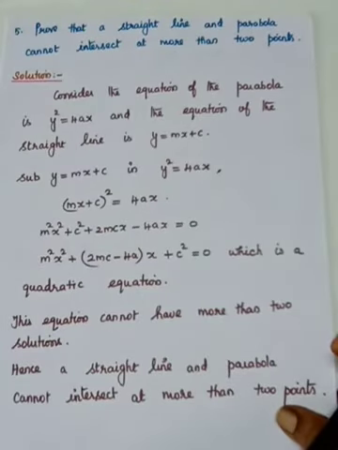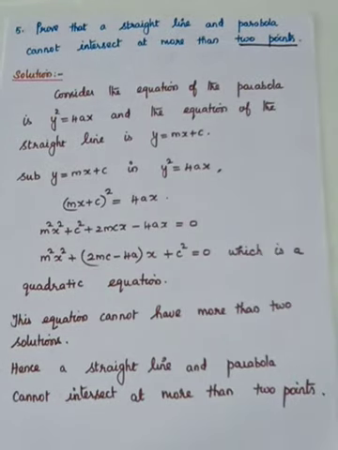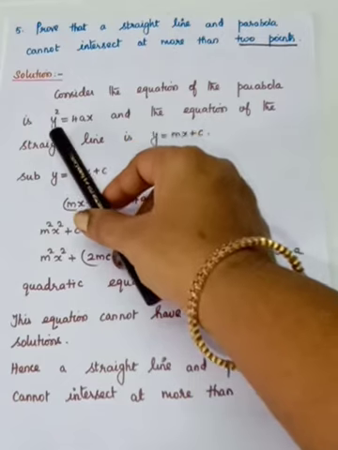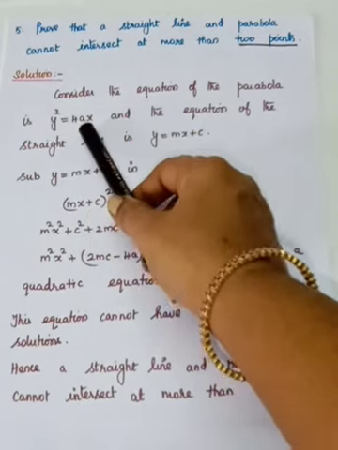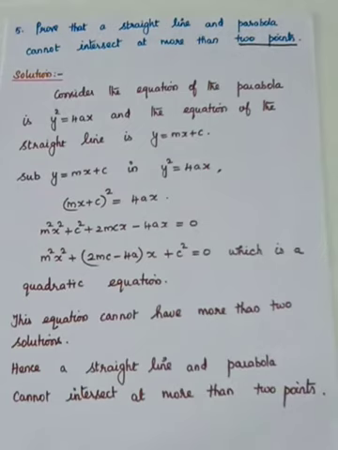And coming to the next one, prove that a straight line and parabola cannot intersect at more than 2 points. We have to prove that it cannot intersect at more than 2 points. So first we will consider the equation of the parabola. So the simplest one, standard form, y squared is equal to 4ax. And the equation of the straight line we have taken y is equal to mx plus c.